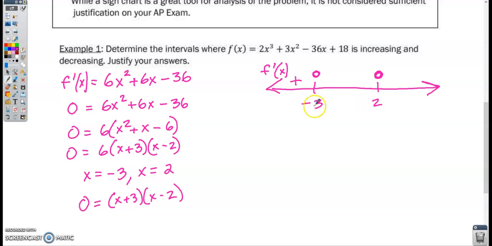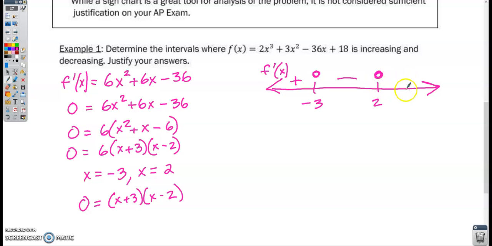Then I go into the middle, and I'm going to pick a number between -3 and 2. I'll pick 0. I substitute 0 into this factor. 0 plus 3 is positive. 0 minus 2 is negative. Positive times a negative means that this is negative. And that's the beauty of partitioning off these intervals: if I have them partitioned correctly, I know that if I find that the derivative is negative for one value in this interval, that means it's negative for all values in that interval. That's why these work so well for us.